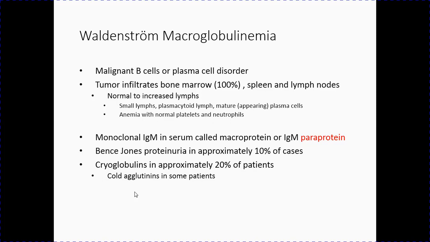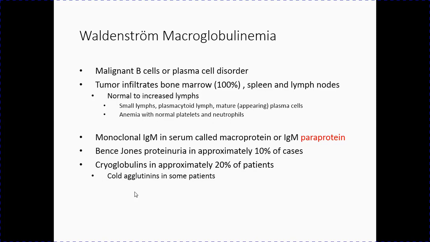Unlike other diseases, we see normal to increased lymphocytes, and they tend to be small, normal-looking lymphs. Plasmacytoid lymphs, meaning they're not plasma cells, but they take on the appearance of plasma cells, or even mature appearing plasma cells, not necessarily functioning. So we're going to see some anemia, accounting for that fatigue, and normal platelets and normal neutrophils in Waldenstrom's.